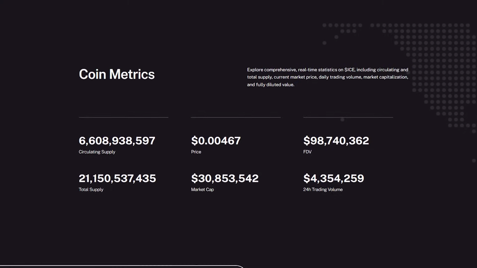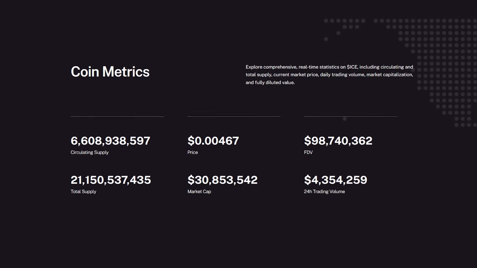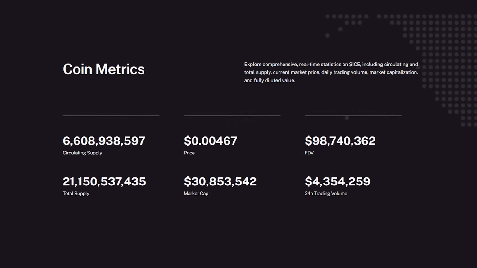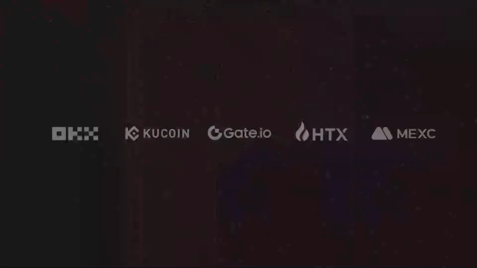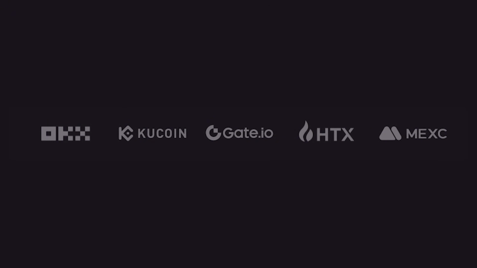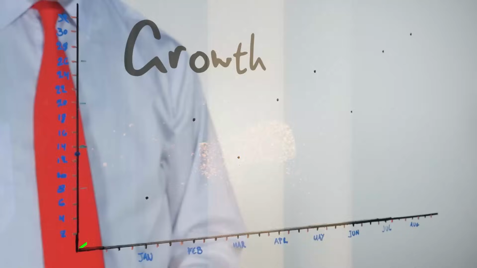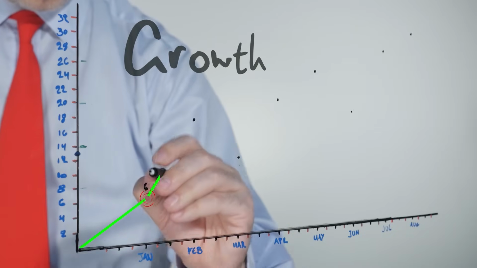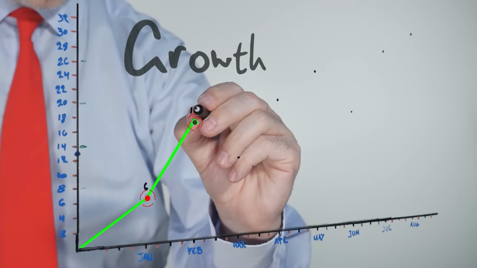ICE, the token of ICE Open Network, has rapidly achieved significant recognition in the global cryptocurrency market. It is listed on prestigious exchanges such as OKX, KuCoin, HTX, Gate.io, MEXC, BitGet, and others. These listings enhance the token's importance and confirm its reliability and security.